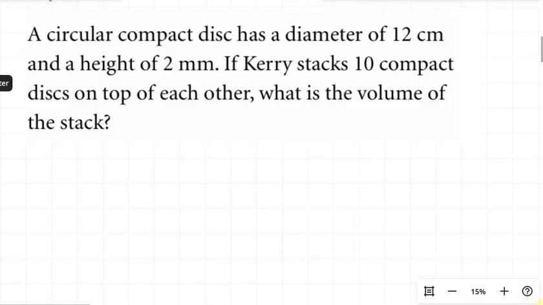Now let us look at this beautiful, interesting question. It's true that a circular compact disc has a diameter of 12 centimeter and a height of 2 millimeter. If Kerry stacks 10 compact discs on top of each other, what is the volume of the stack?